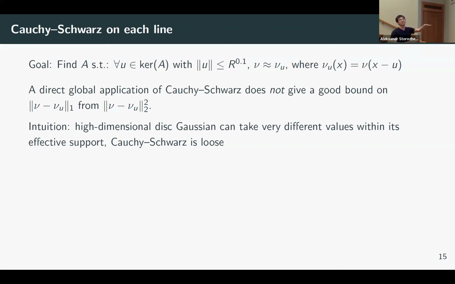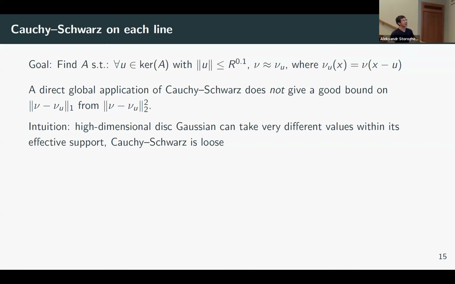We take one function as the pointwise squared value of the function, the other one as the indicator vector of the support, and then we apply Cauchy-Schwarz to get the geometric mean. Cauchy-Schwarz is tight or nearly tight if the ratio of these two functions is constant almost everywhere. This is not the case for the discrete Gaussian mu, or the difference.